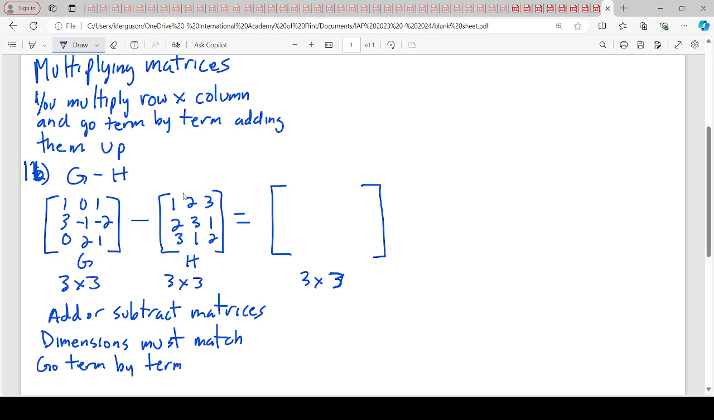So I've got 1 minus 1, 1 minus 1. I've got 0 minus 2, 0 minus 2. Let's give myself a little more room. And then I've got 1 minus 3.